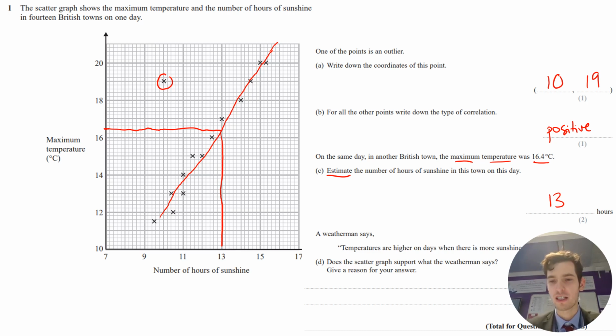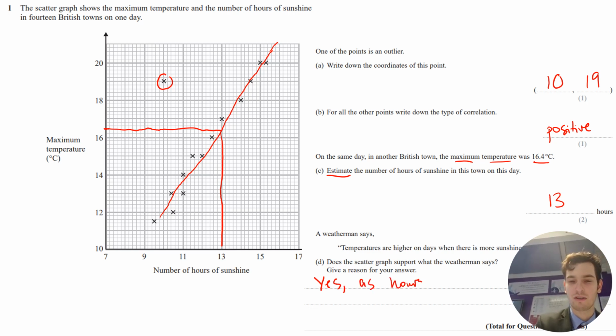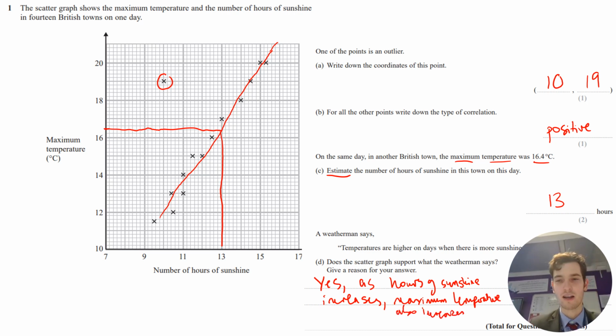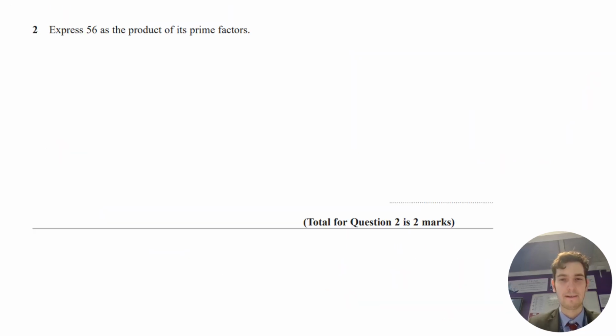Weatherman says, temperatures are high on days when there's more sunshine. Does the scatter graph support your answer? So temperature is higher on days where there's more sunshine. I think I'm going to say yes, because I can see that as the hours of sunshine increases, maximum temperature also increases. Great, nice and easy start. Let's move on.